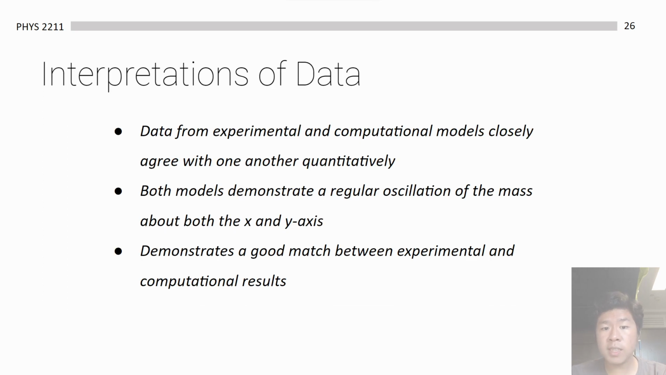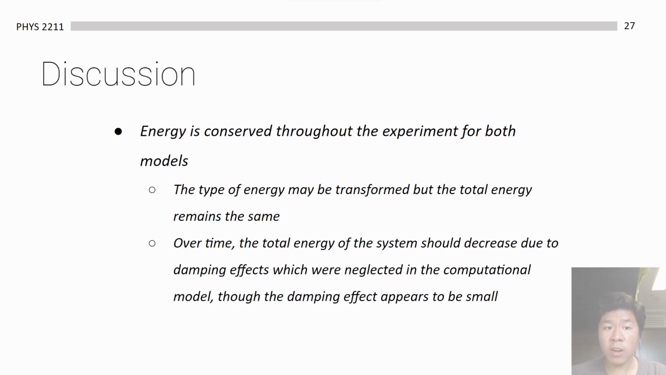So here we can see that the data of both models again closely agree with one another quantitatively, and that both demonstrate a regular oscillation of the mass about both the x and y axis. First of all, we can find that the energy is conserved throughout the experiment for both of the models, and that the energy might be transformed, but the total energy remains the same. Though over time, we should expect the total energy of the system to decrease due to damping effects.